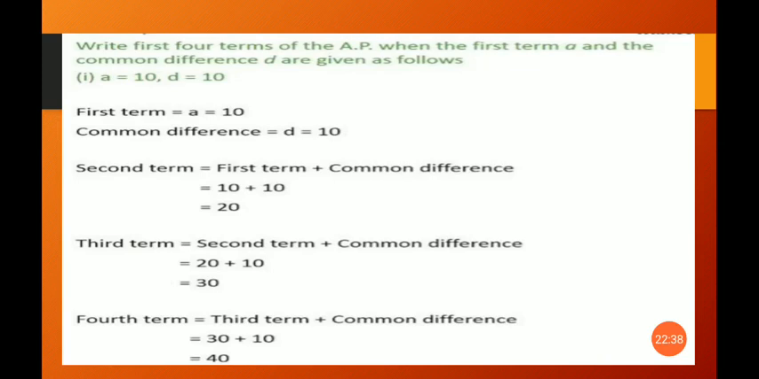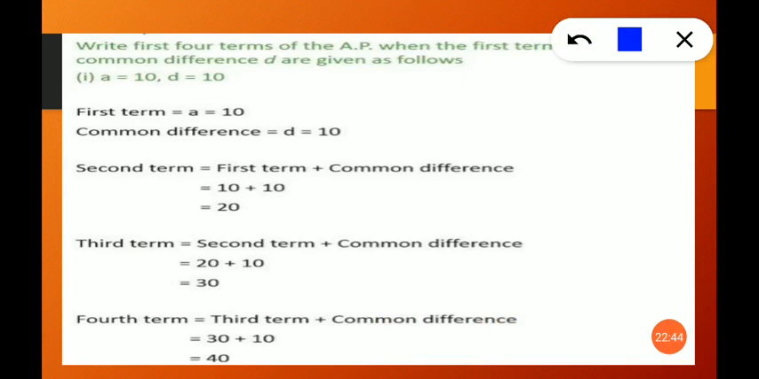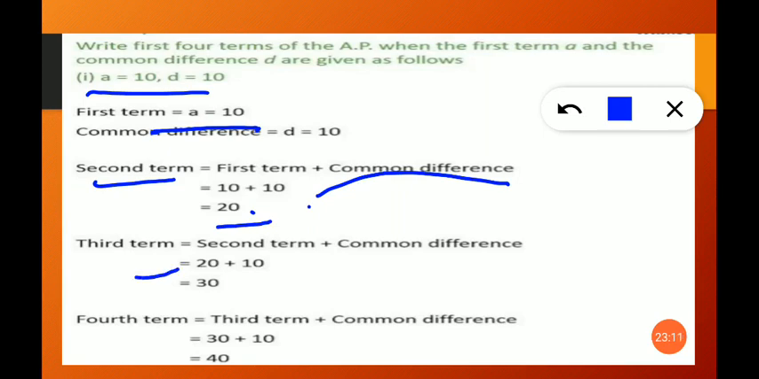Next, write the first 4 terms of the given AP when the first term and common difference are given to you. The first term a is given as 10 and the common difference d is also given as 10. We have to find the first 4 terms. So the first term a is equal to 10. The second term will be the first term plus the common difference, 10 plus 10, 20. The third term, second term plus common difference, 20 plus 10, 30. The fourth term, third term plus common difference, so 40.